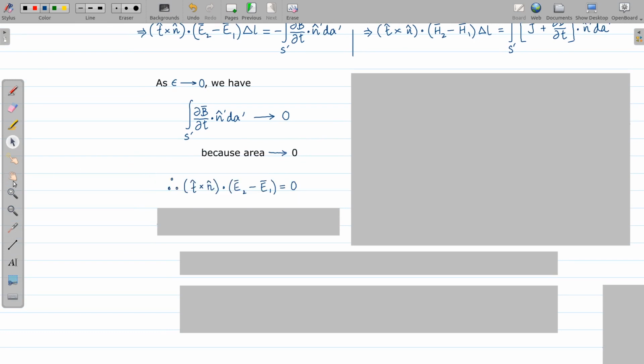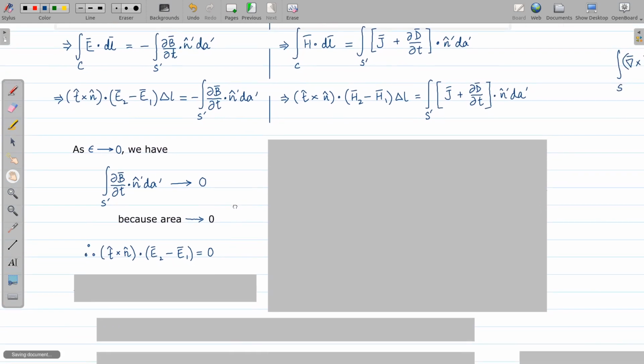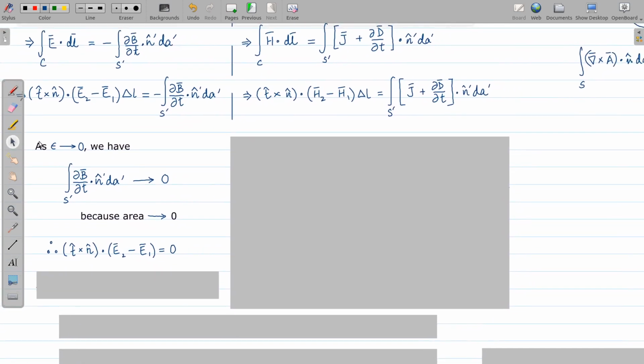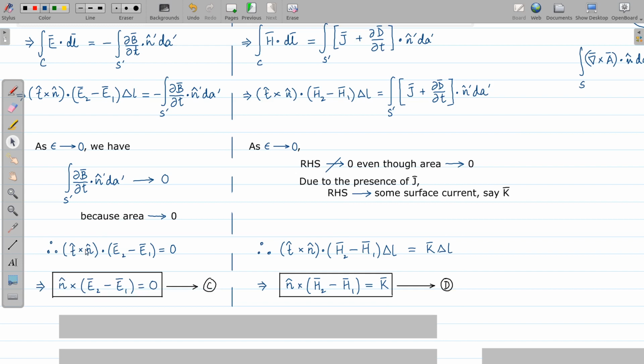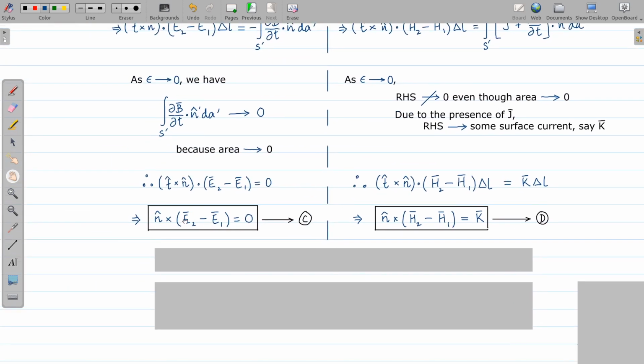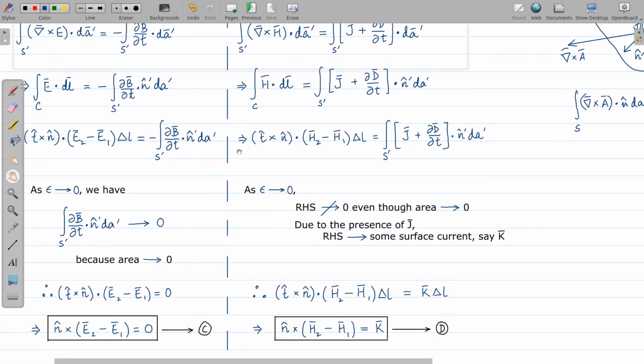So as a result, we will have this one: t cap cross n cap dot e2 minus e1 is equal to 0. I could also alternately write this as n cap cross e2 minus e1 is equal to 0. You can work this out for yourself. This vector dot this one is equal to 0. This is the same as this vector cross with this, because n cap is anyway t cap cross n cap, it is perpendicular to both t cap and n cap. And so I can equivalently write this as a cross product.